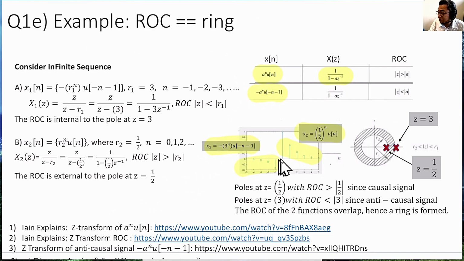So the answer to this question, what type of sequence will form an annular ring, is that it must be an infinite two-sided sequence. On the causal side, the pole will be sitting on radius r2, and the anti-causal side will be radius r1. When r2 is less than r1, the overlap occurs and the region of convergence is an annular ring. That's the answer. Thank you.